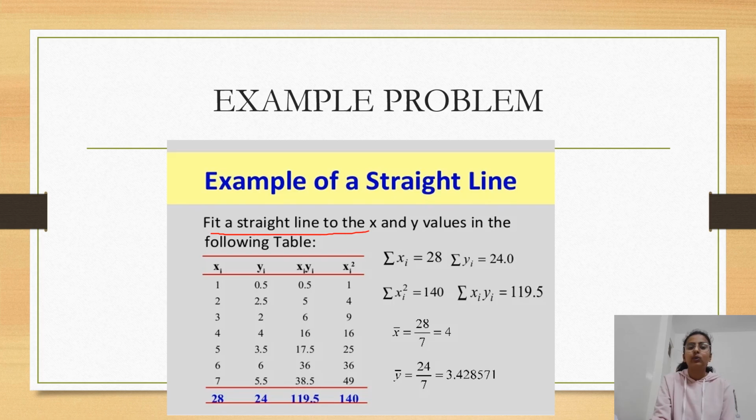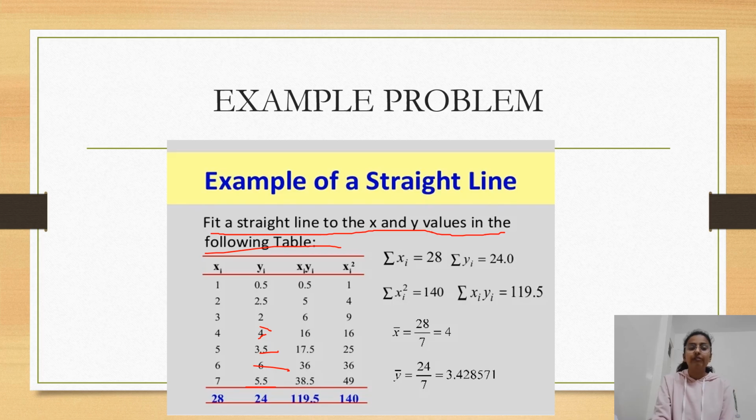Fit a straight line to the x and y values in the following data. In this table, x and y are given. X has 1, 2, 3, 4, 5, 6, 7, and the y values are given as 0.5, 2.5, 2, 4, 3.5, 6, 5.5. After this we need to add the x values, and we get a sum of 28. And if we add the y values, we get the sum of y equal to 24.